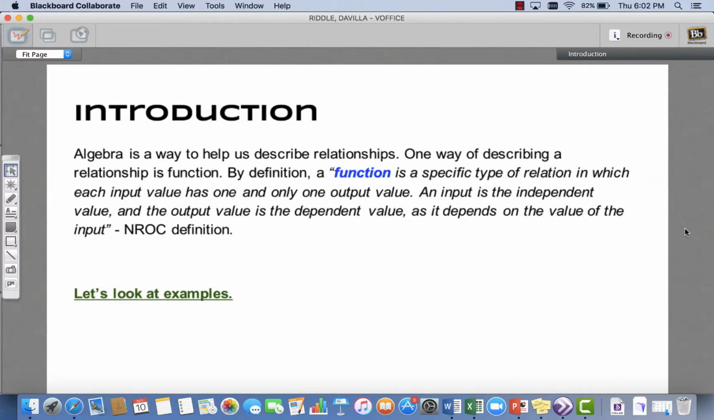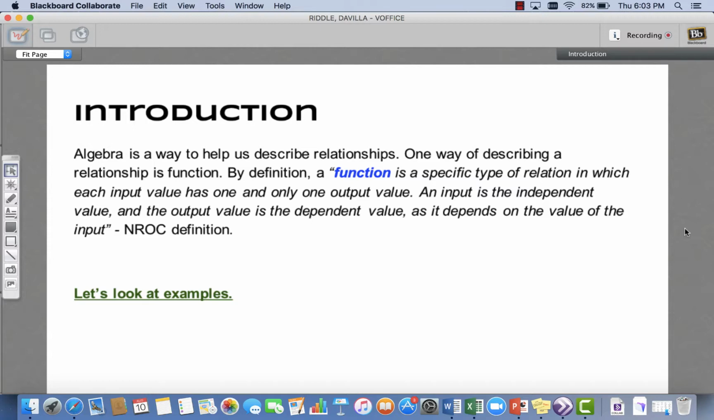And then just a little introduction. So algebra is actually a way to help us describe relationships, right? And one of the ways of describing a relationship is functions. So using the NROC definition, a function is a specific type of relation in which each input value has one and only one output value.